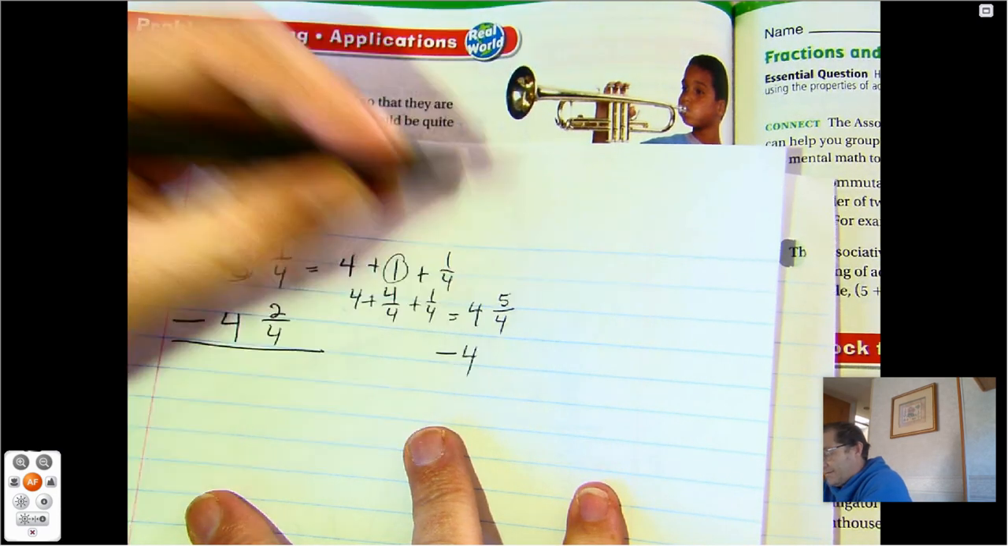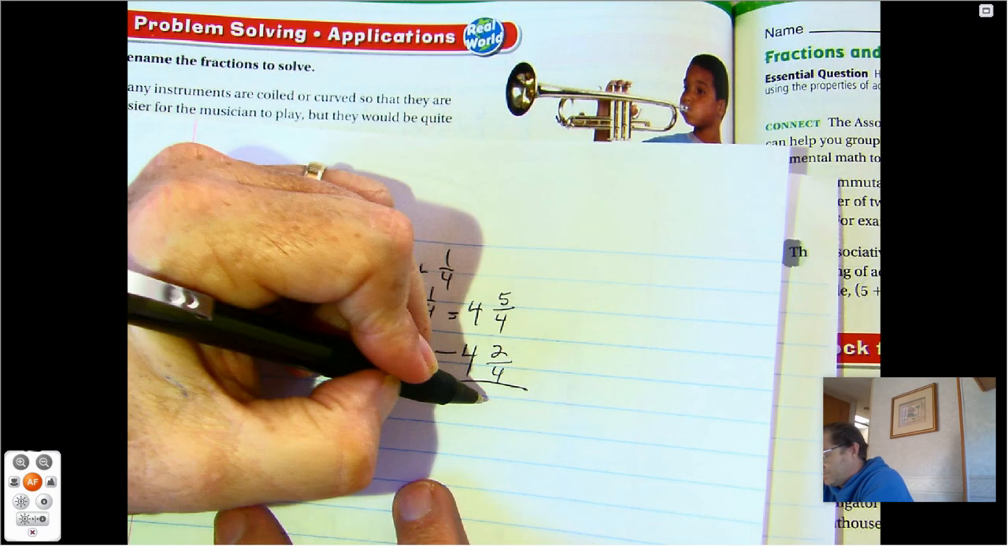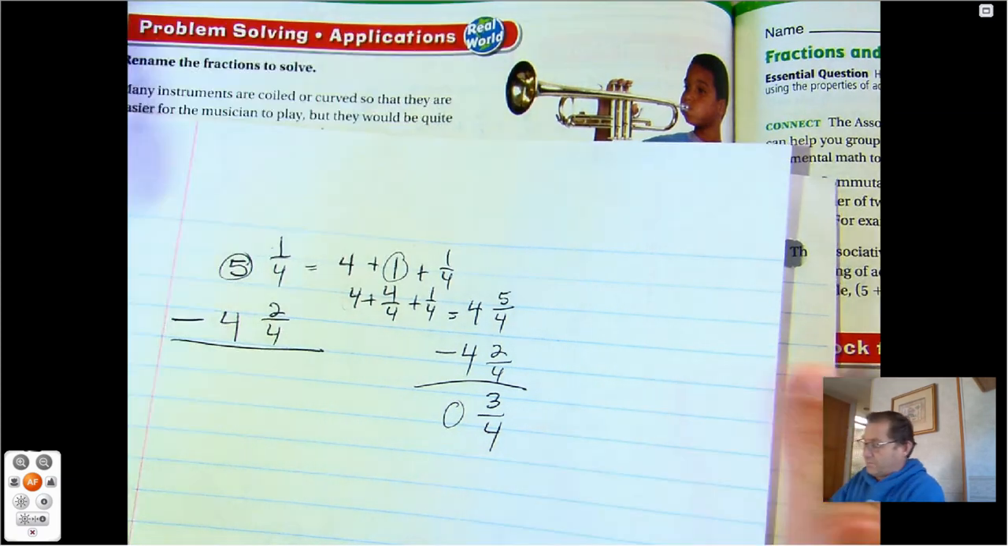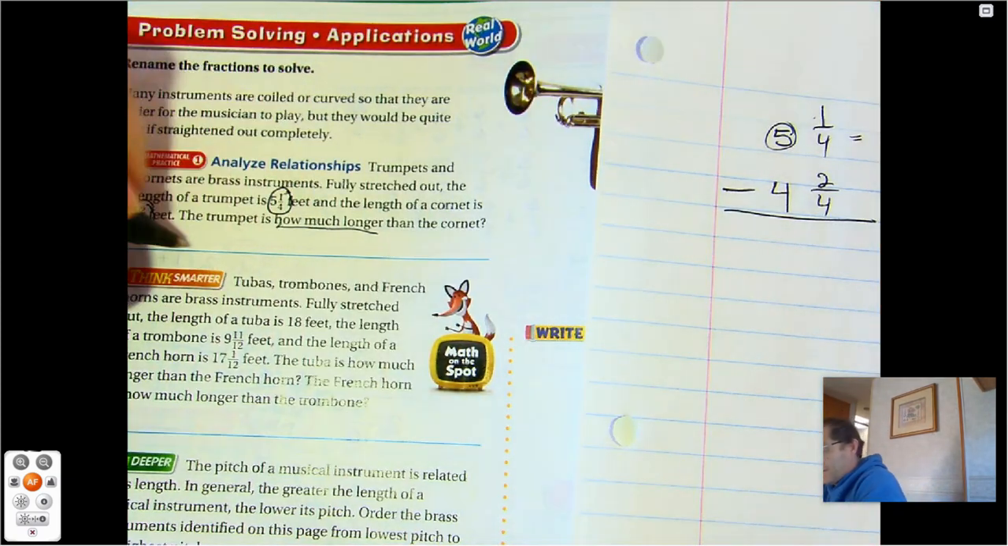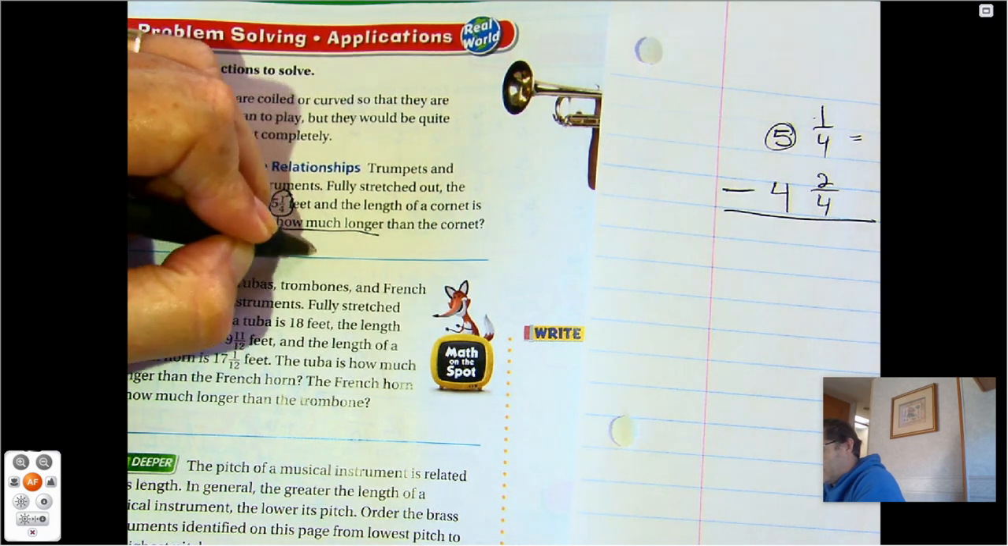Now we can take away 4 and 2/4. 5 take away 2, 3. So we have 3/4. 4 take away 4 is 0. So 3/4. 3/4 foot longer.